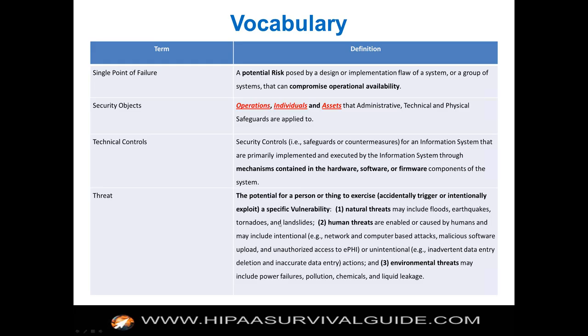So a threat is the potential for a person or thing to exercise, again, accidentally trigger or intentionally exploit a specific vulnerability. And there are natural threats, floods, earthquakes, etc. There are human threats. There are environmental threats.